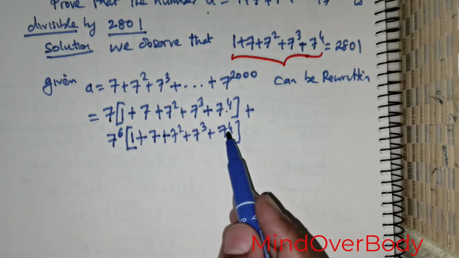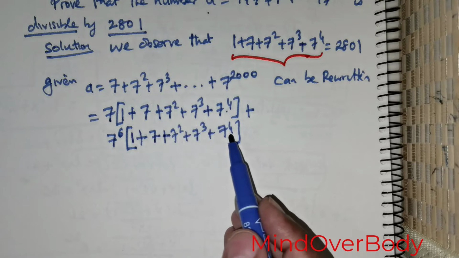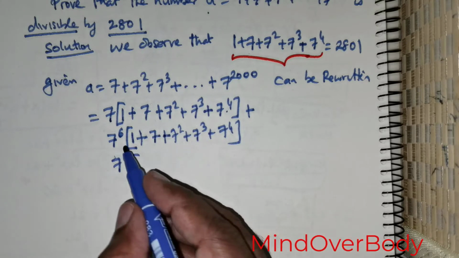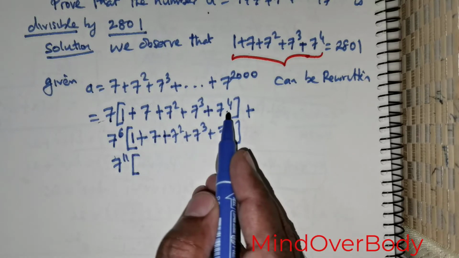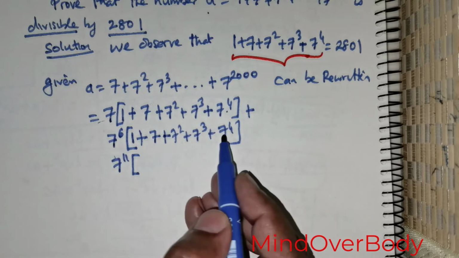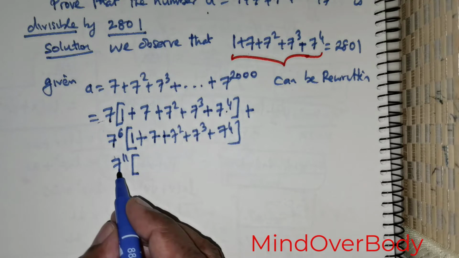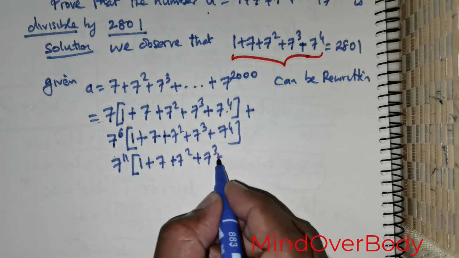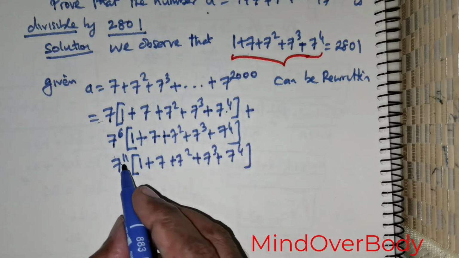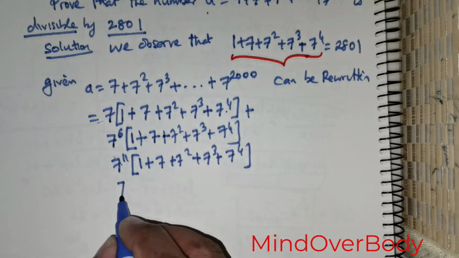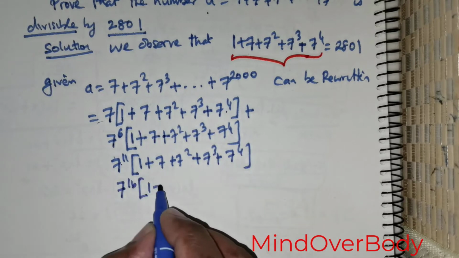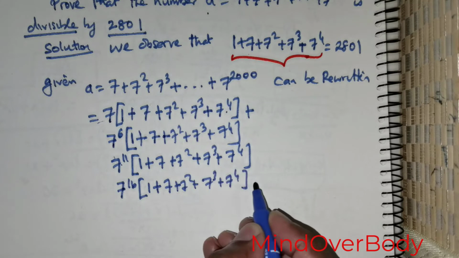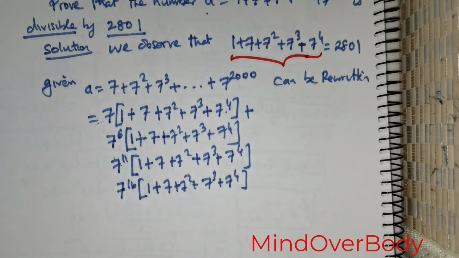Now 7 power 6 with 7 power 4 gives me 7 power 10. So the next quantity should be 7 power 11, right? Because this ended at 7 power 5, so this started with 7 power 6, and this is ending at 7 power 10, so this has to start with 7 power 11. So it's going to be 1 + 7 squared + 7 power 3 + 7 power 4. This ends at 7 power 15, so this has to be starting at 7 power 16. So it's going to be 1 + 7 squared + 7 power 3 + 7 power 4 plus etc. I hope you are able to get the gist of it.